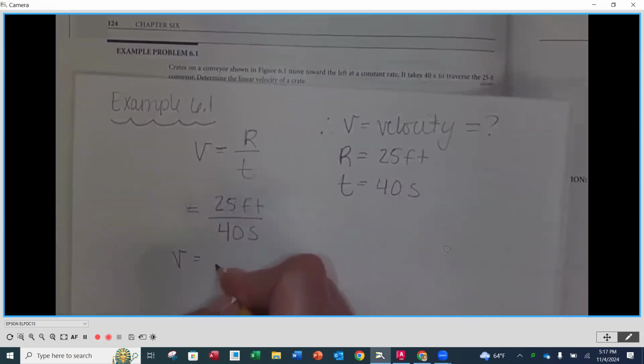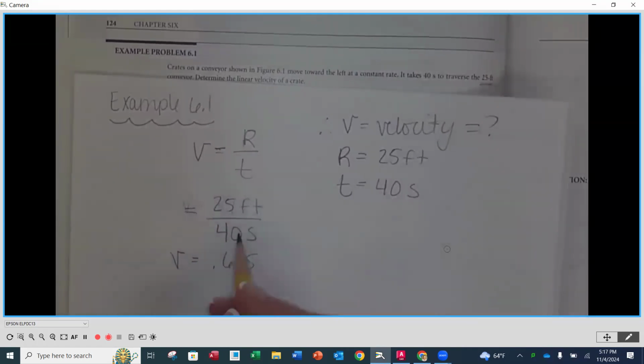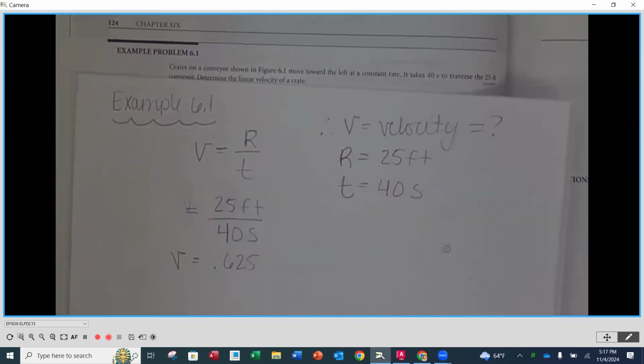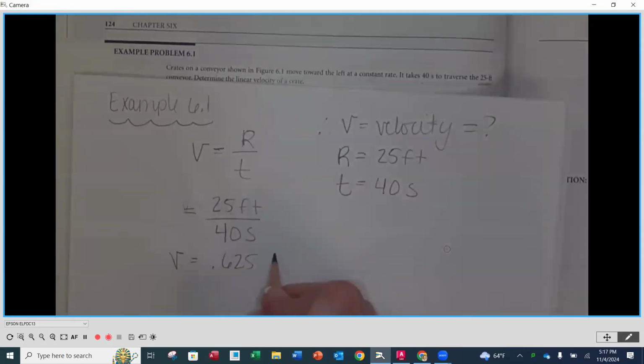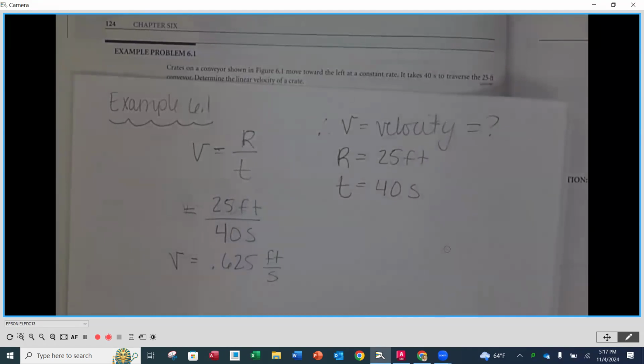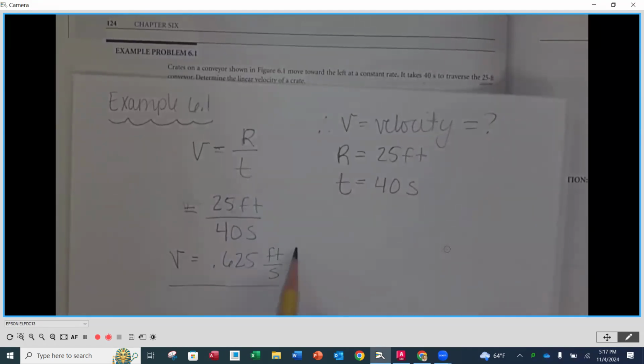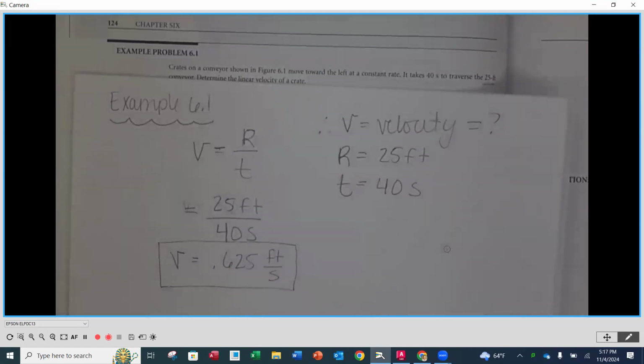And it is going to be 0.625. And now our units. Notice as we look from top to bottom, there was no cancellation. So this is feet per second. So this is going to be feet per second as the units. And then we're going to put a box around our final answer.